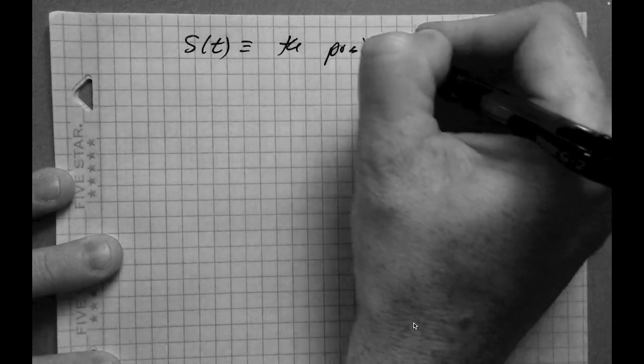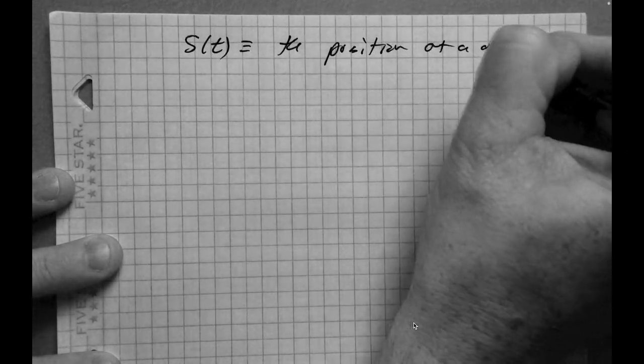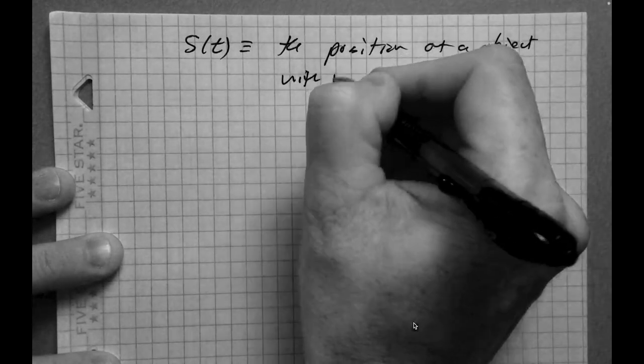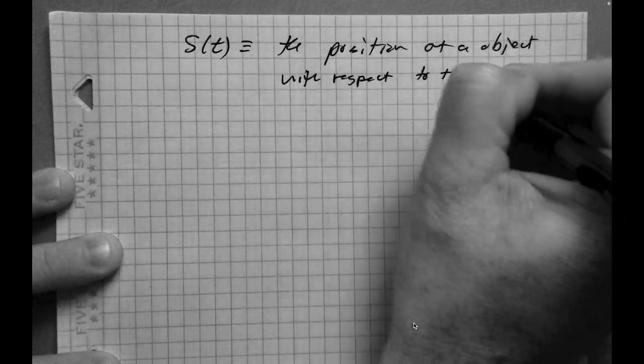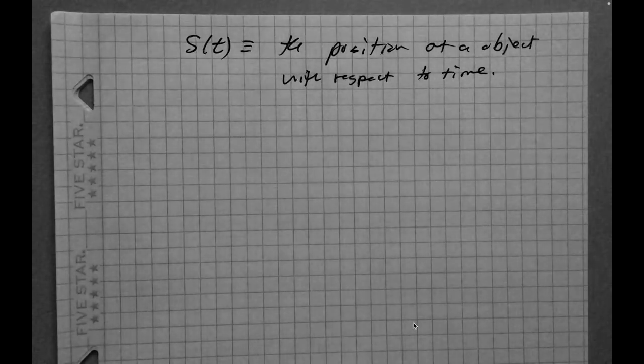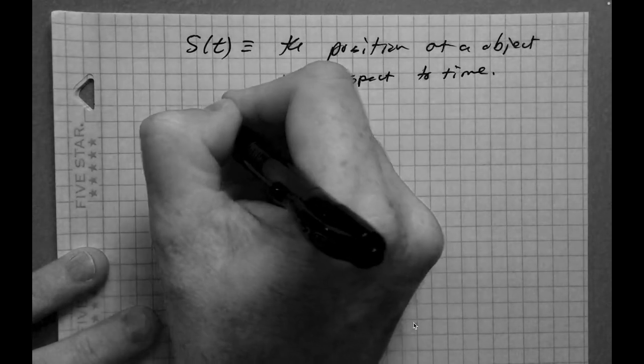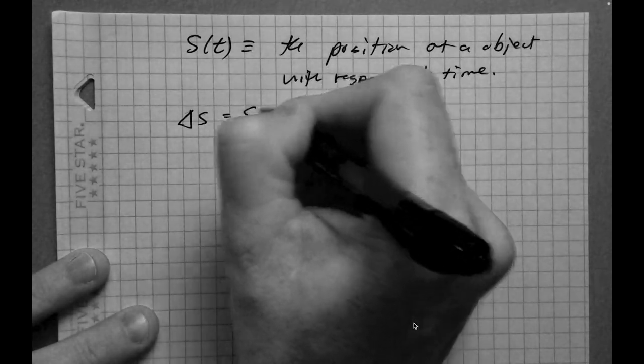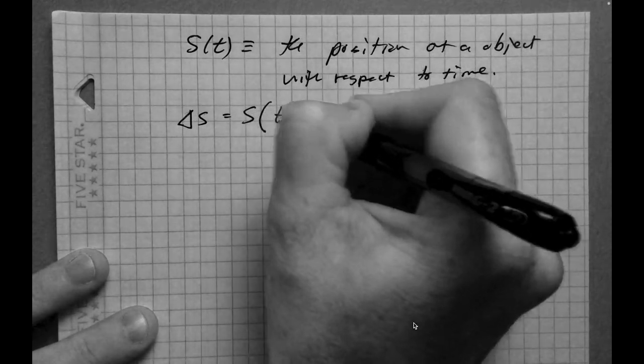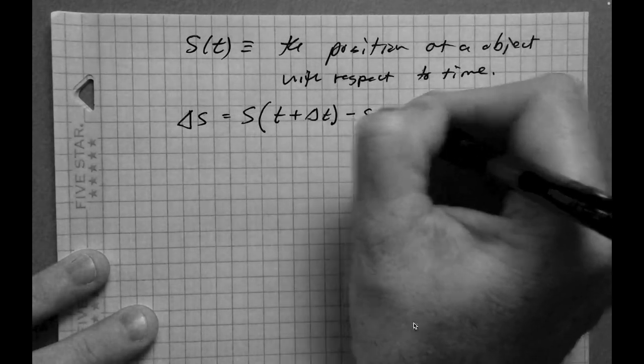The position of an object with respect to time. So I plug in a certain amount of time. If an object moves relative to time according to this position function, then this position function tells me where the object is after t time. So if over a period of time delta t the object changes its position by, maybe we'll say, delta s equals s of t plus delta t minus s of t.